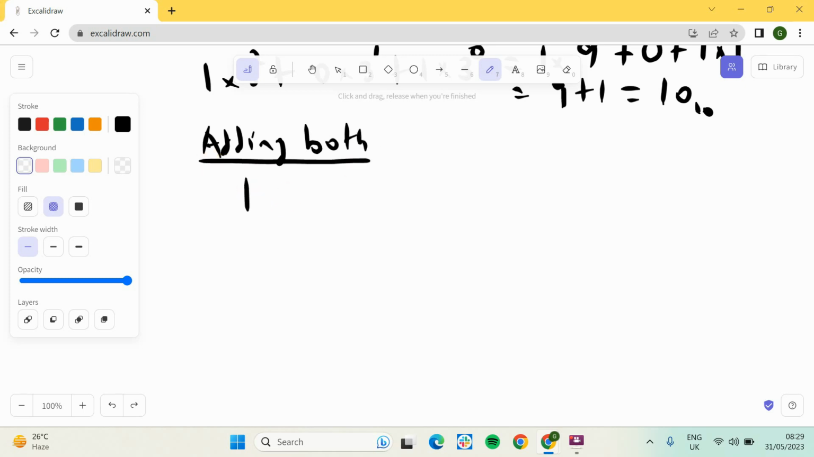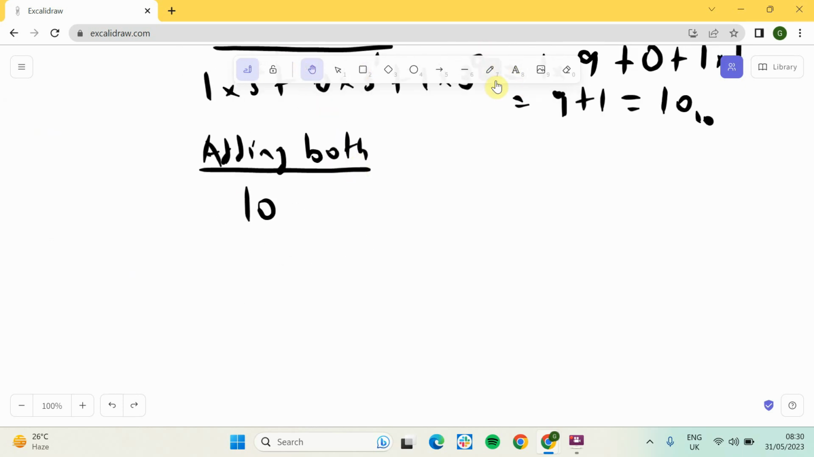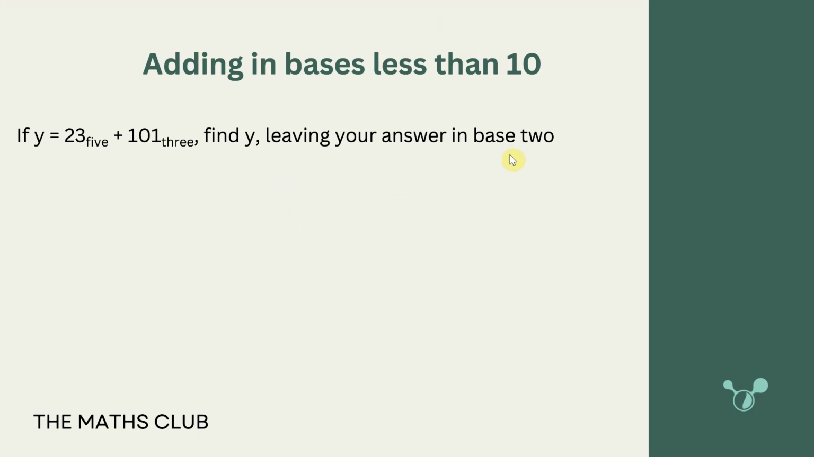So that would be 10 plus, I think that was 13, if my memory serves me right. 13, great. So 10 plus 13 is equal to 23 in base 10, right? Now the sum should be in base 2, right? I think that's what the question says. Leave your answer in base 2.